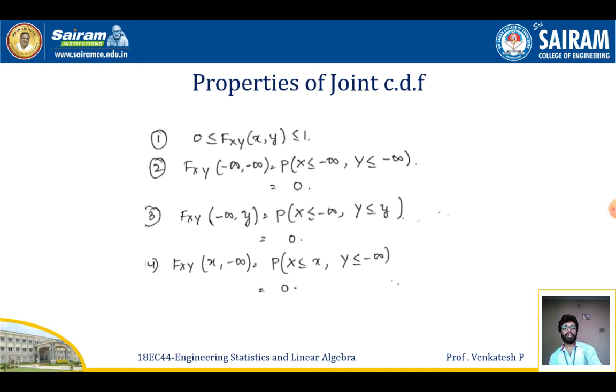And similarly, the next condition, capital F of x comma minus infinity, I mean the real number with the range of minus infinity. That is P of the random variable capital X less than or equal to small x and capital Y less than or equal to minus infinity. The value will be equal to 0. So this can be useful while solving the problems.